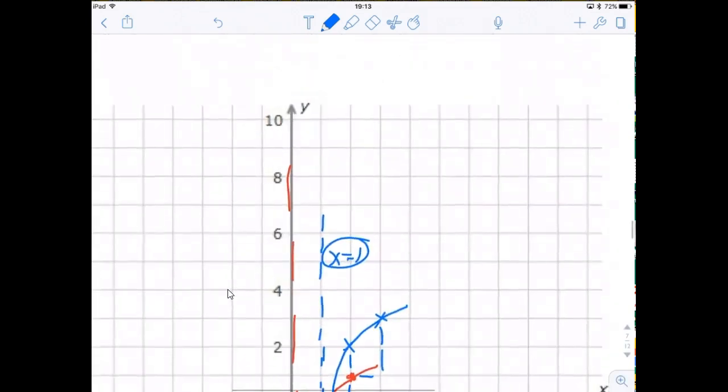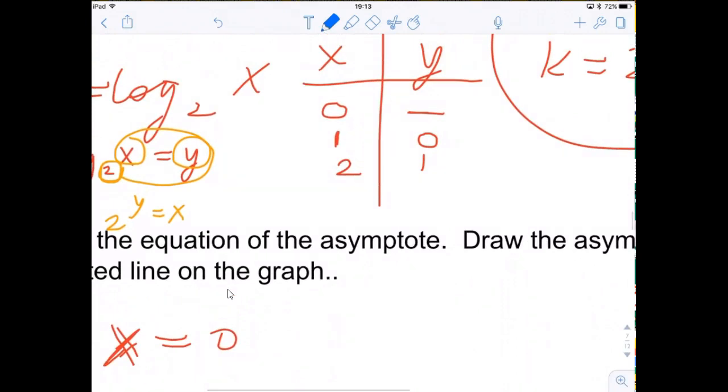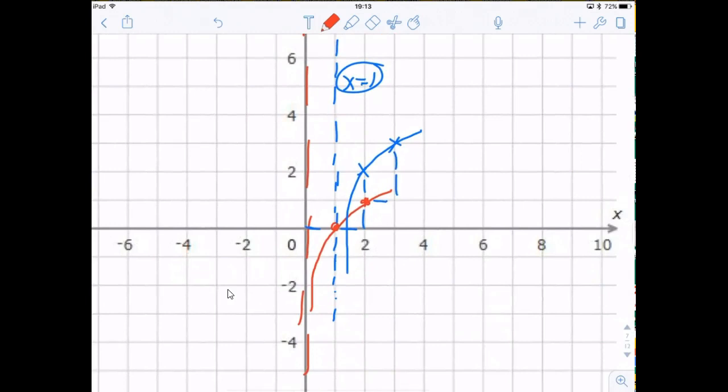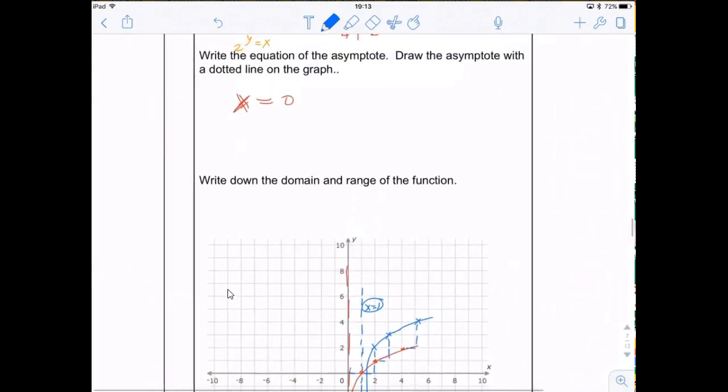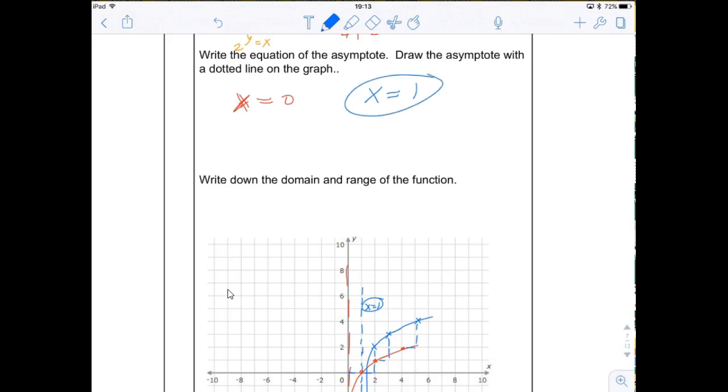We could get one more point that's pretty easy, right? We could say that the log of 4 is 2, because 2 squared is 4. So we'll draw 4 comma 2 here. That'll give us one more good point. And then we can translate that point 1, 2. Okay? All right. So that is our graph. Oh, and it says to draw the asymptote, and write the equation of the asymptote. The equation of the asymptote for the transformed function is x equals 1.